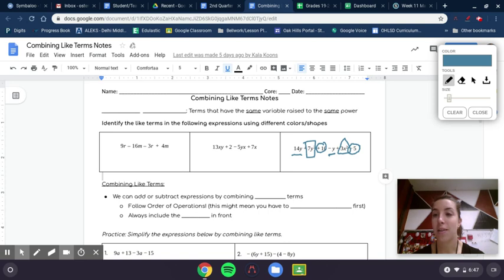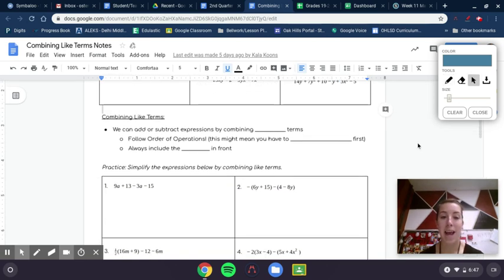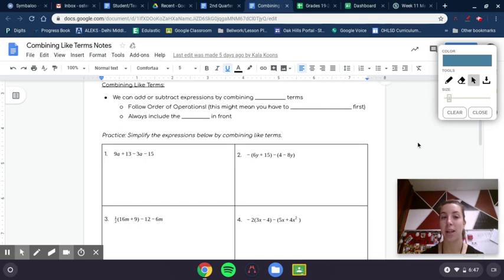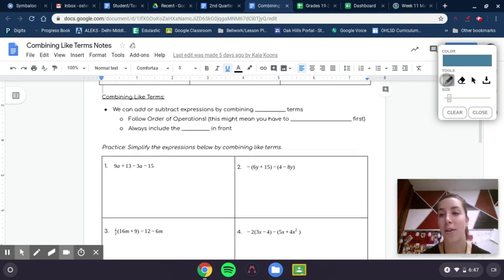All right, let's move down to the bottom. It says combining like terms. We can add and subtract expressions by combining like terms also. So I should probably put like terms in there. It says follow order of operations. This might mean that you have to distribute first.